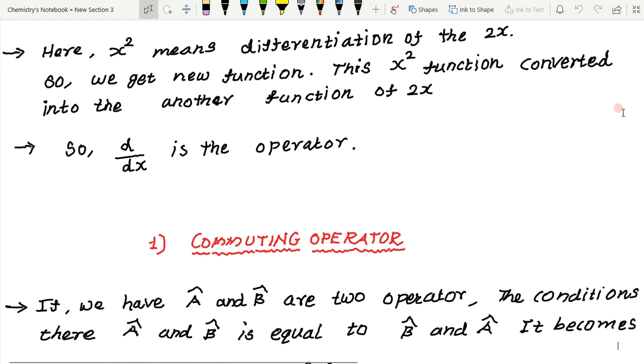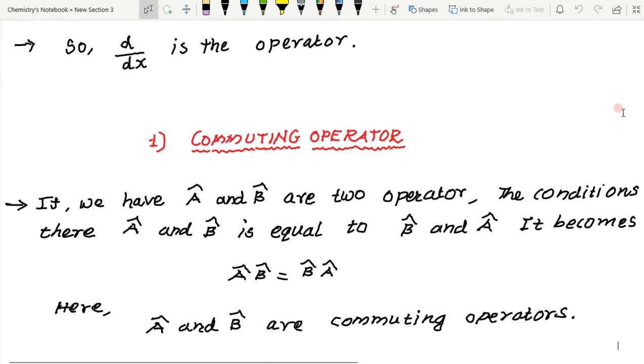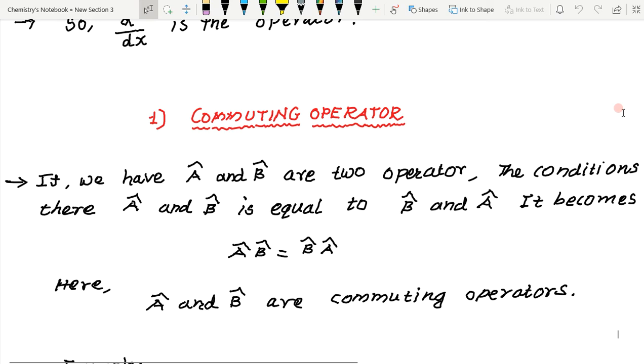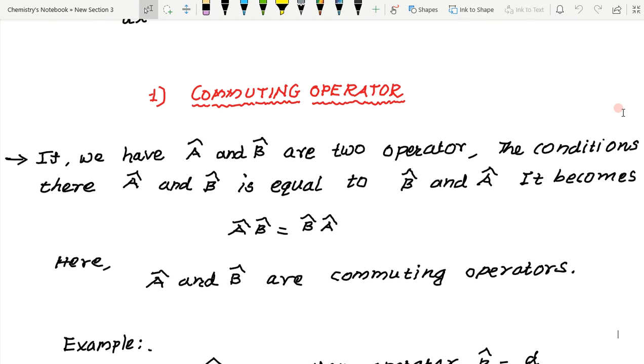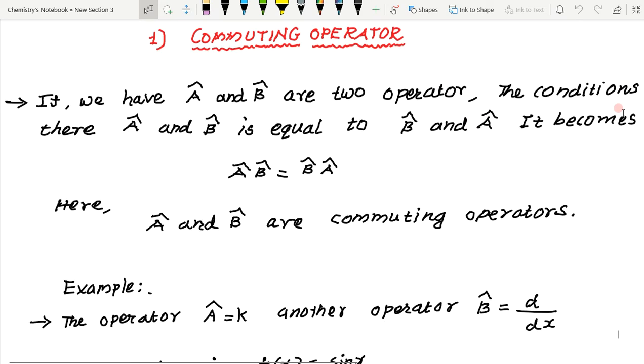It is called an operator. First, the types of operators. First one, commuting operator. If we have operator A and operator B, or A cap and B cap, two operators, the condition is that operator A operator B is equal to operator B operator A. Here A operator and B operator are commuting operators.